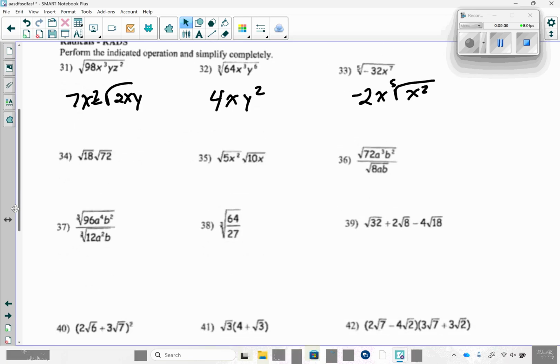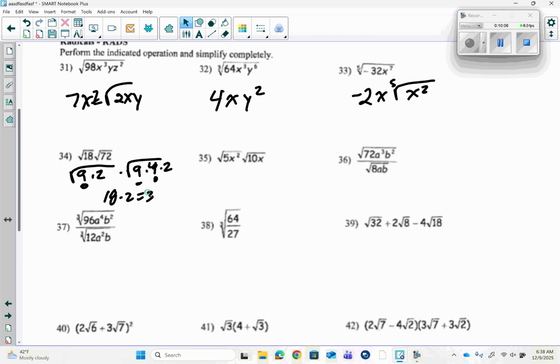When we start getting into these, you can multiply them out, or you can start realizing, okay, 18 is 9 times 2. 72 is 9 times 8. 8 is the same thing as 4 times 2. So the square root of 9 is 3. Square root of 9 is 3. Square root of 4 is 2. So 3 times 3 is 9 times 2, which is 18. And then I have root 2 times root 2, which is root 4. Root 4 is 2, so that's going to come out to 36.